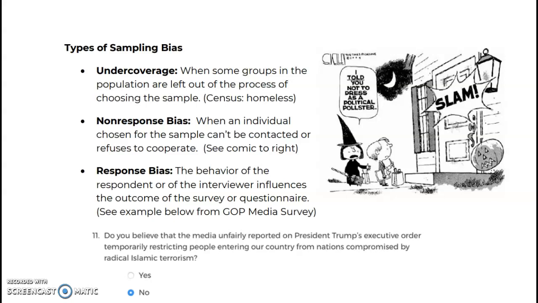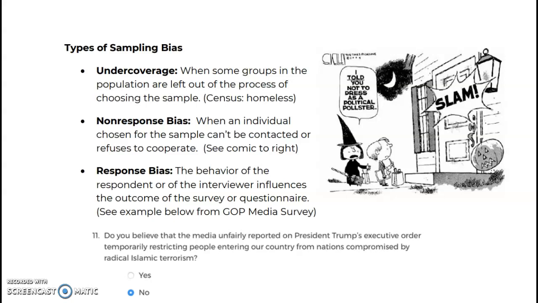And oftentimes we want to really look at who is being left out by the way we're choosing our sample. Another type of sampling bias is non-response bias. We already looked at that previously. So when an individual who was chosen for the sample can't be contacted or refuses to cooperate. So in our example before, someone was sending out questionnaires, but less than half of the questionnaires were returned. Again, this would be non-response bias because we are only capturing less than half of our sample. And again, the people who responded to our survey may feel very differently than the people who did not respond.